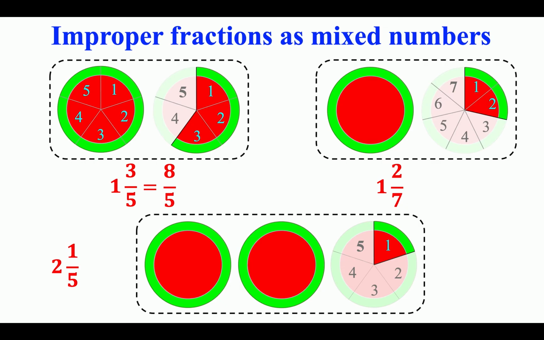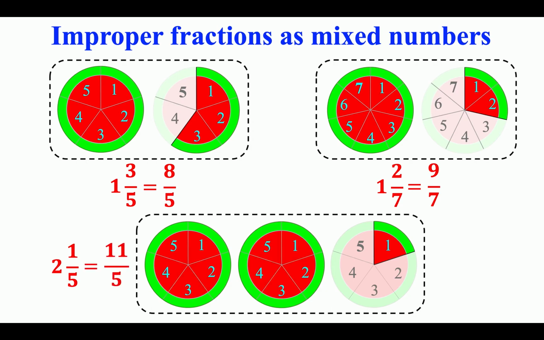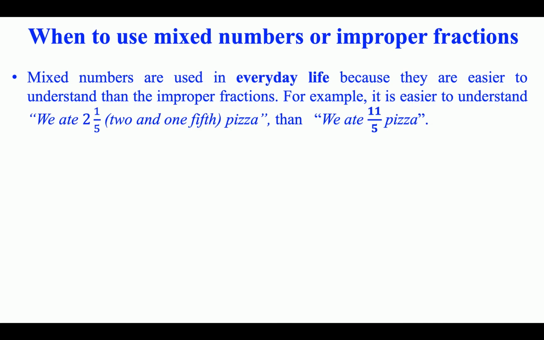1 and 3/5 equals 8/5. 1 and 2/7 equals 9/7. 2 and 1/5 equals 11/5. When to use mixed numbers or improper fractions.